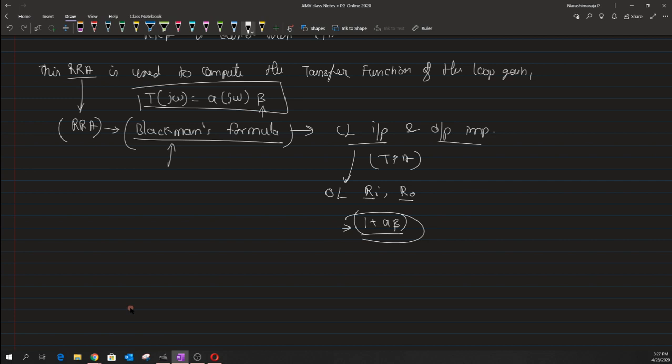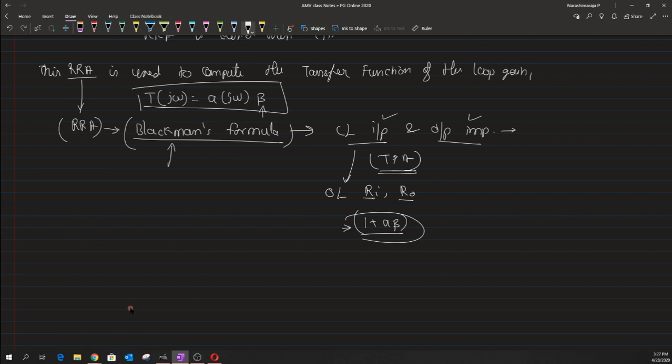Okay, so in a way, this method is quite easier for calculating the input and output impedance, and the calculated input and output impedances are also more precise, ending up with a more precise result compared to the method that we used in the TPA analysis method. So when you want to evaluate more precise values of the input and output impedance, the go-to answer is Blackman's formula.